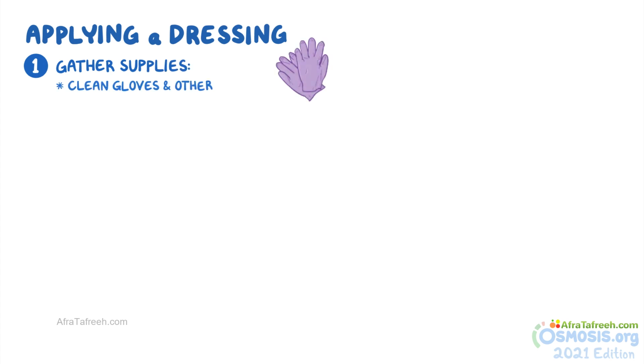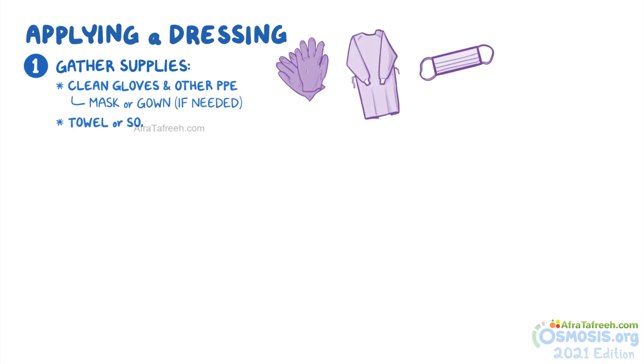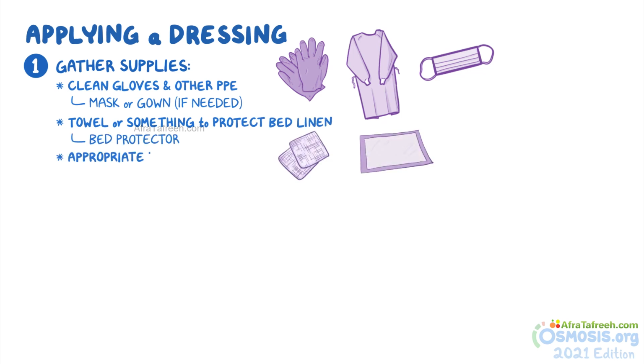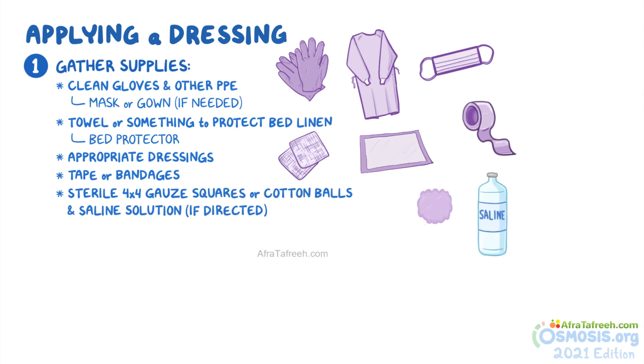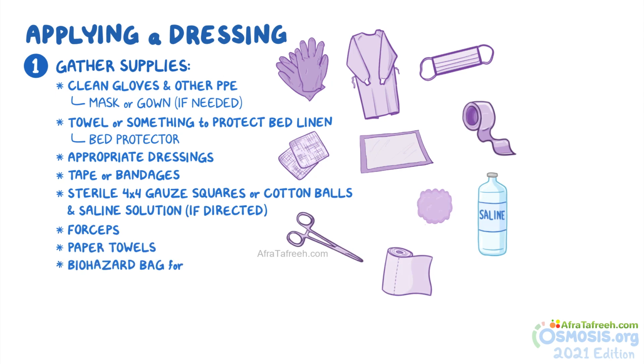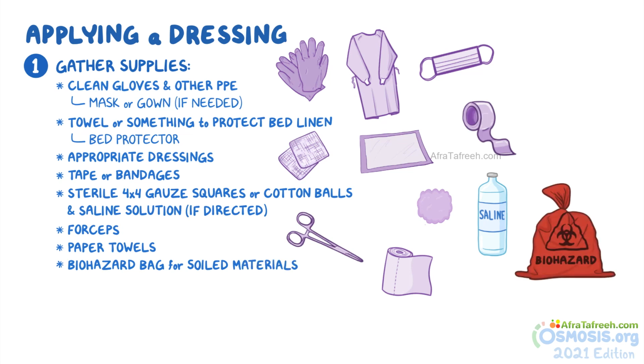When applying a dressing, first gather the supplies you need. Clean gloves and other personal protective equipment, or PPE, like a mask or gown if needed, a towel or something to protect the client's bed linen, like a bed protector, appropriate dressings, tape or bandages to secure the dressing, sterile 4x4 gauze squares or cotton balls, and saline solution if directed by the nurse, forceps, paper towels, and a biohazard bag for disposal of soiled materials.